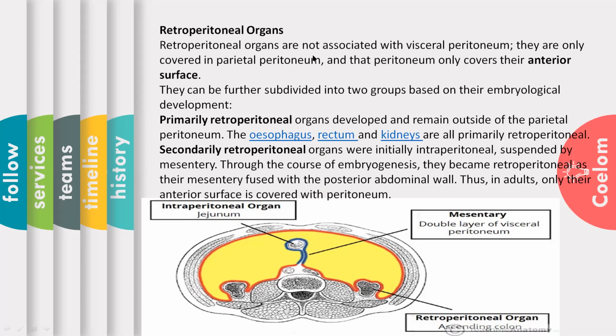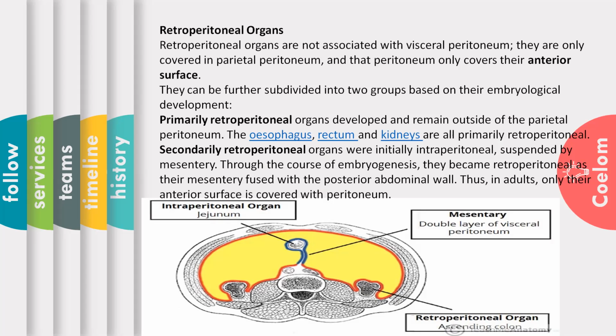So, retroperitoneal organs, if you see the definition, are not associated with visceral peritoneum. They are only covered by parietal peritoneum, and that peritoneum only covers their anterior surface. They can further be subdivided into two groups based on their embryological development. Primary retroperitoneal organs developed and remain outside the peritoneum. The esophagus, rectum, and kidney are all primary retroperitoneal.